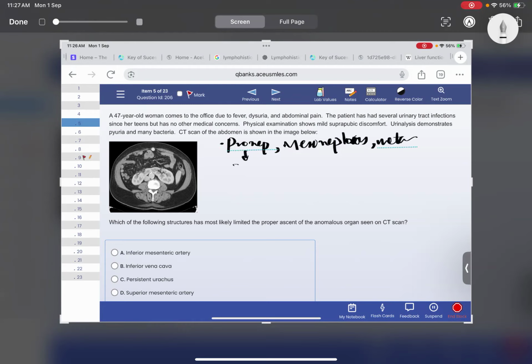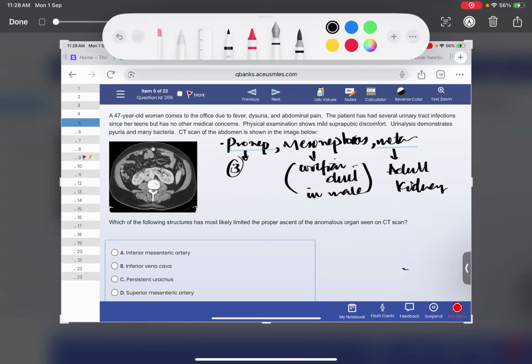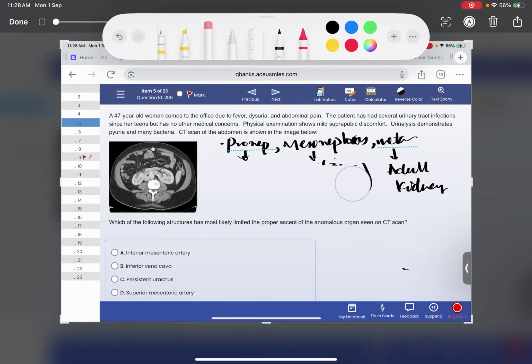So the pronephros degenerates within 3 weeks. The mesonephros persists and forms the Wolffian duct in males. And the metanephros forms the adult kidney. I am explaining this because some questions will ask about the origin of the Wolffian duct or what the metanephros does. So it forms the adult kidney.